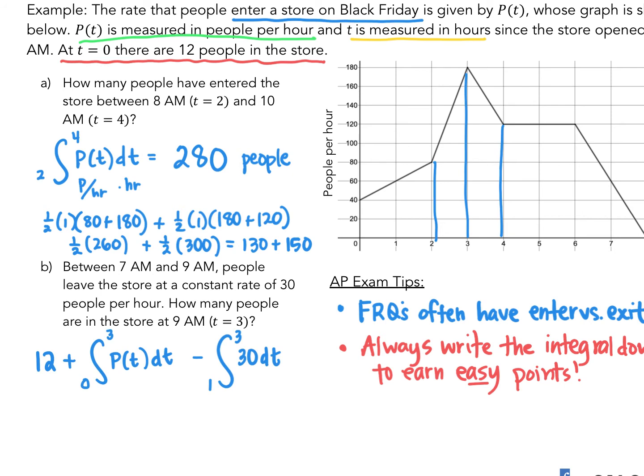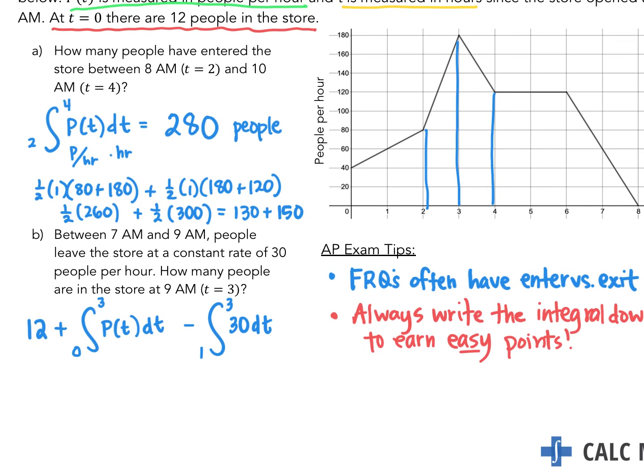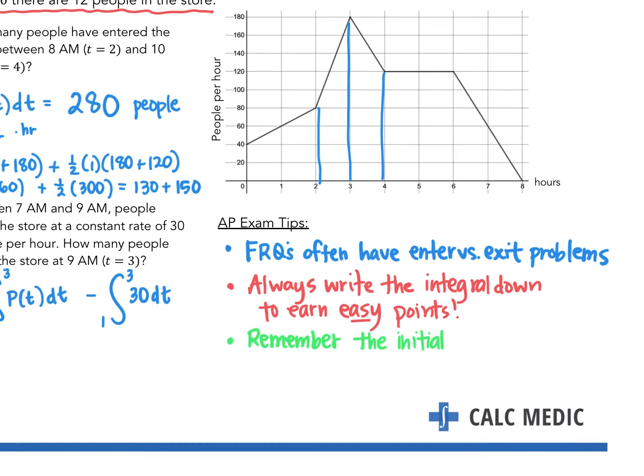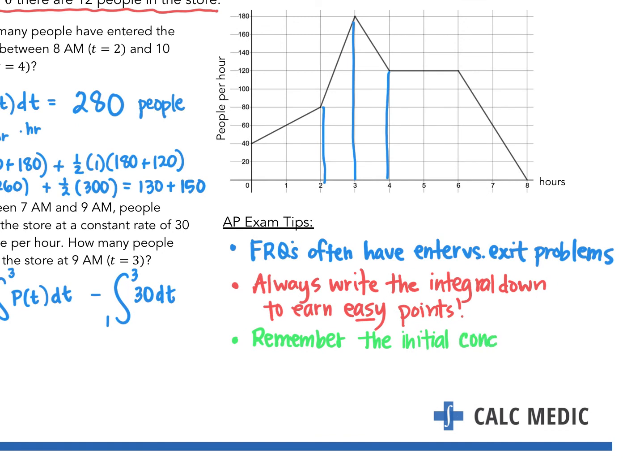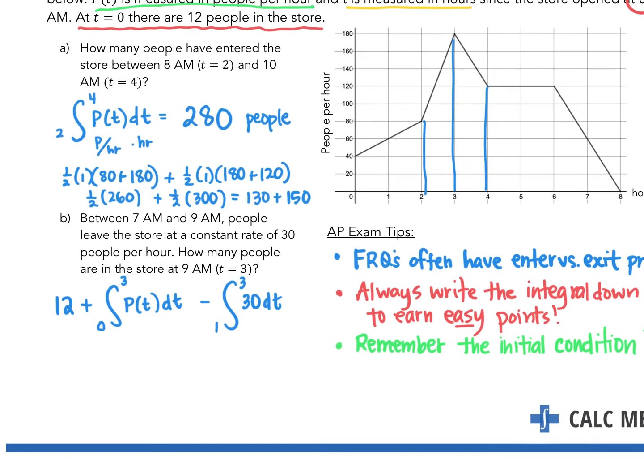So again, write your integral down. Earn those easy points. Start with your initial condition. So that's another AP exam tip. Always remember the initial condition. Again, that's going to be important on a multiple choice because nobody can give you partial credit for that. That initial condition is going to be the difference between your options on the multiple choice.